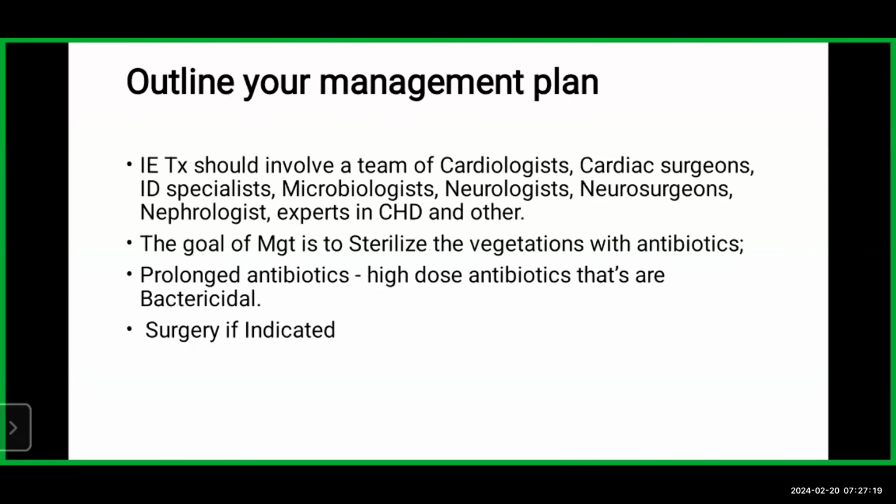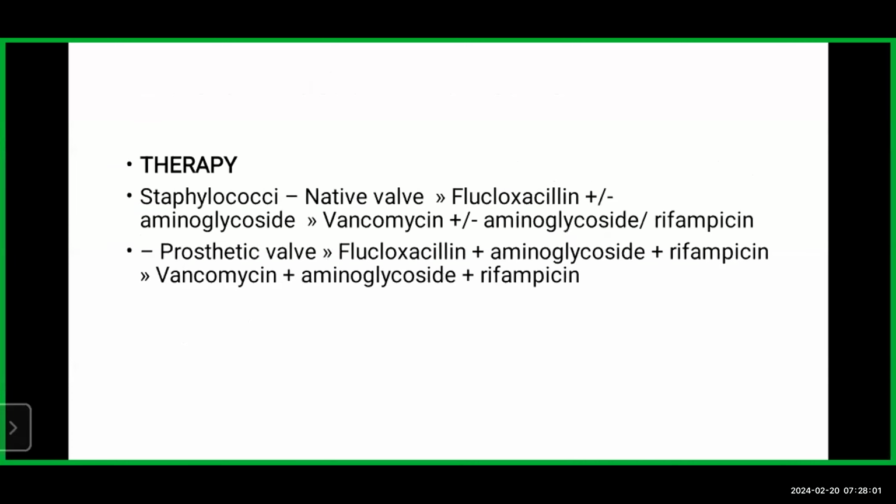Okay, so outline your management plan. The first thing in management is to know that infective endocarditis management is multidisciplinary. Okay, and it will involve a team of cardiologists, cardiac surgeons, infectious disease specialists, microbiologists, then depending on complications, neurologists, neurosurgeons, nephrologists, experts in congenital heart diseases, depending on what exactly the patient is presenting with. The goal of management is to give antibiotics and sterilize the vegetations with antibiotics. The antibiotics are usually given for a prolonged period, minimum of 4 to 6 weeks. Okay, and it's antibiotics that are bactericidal that are being advocated for. Then there's also room for surgery if indicated, which I will also talk about.